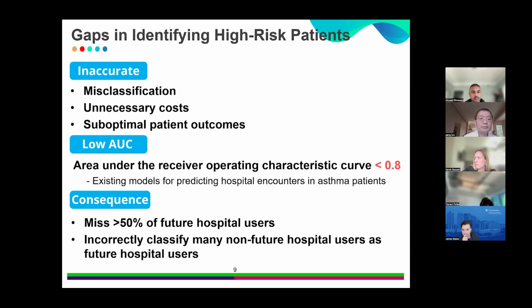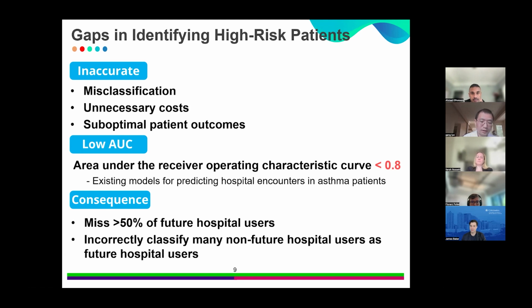So there are gaps in identifying high-risk patients. The first problem is that the models are typically inaccurate. So this will cause misclassification, unnecessary costs, and suboptimal patient outcomes. For the previous models, the area under the receiver operating characteristics curve is less than 0.8. Those models are used to predict hospital encounters in asthma patients.